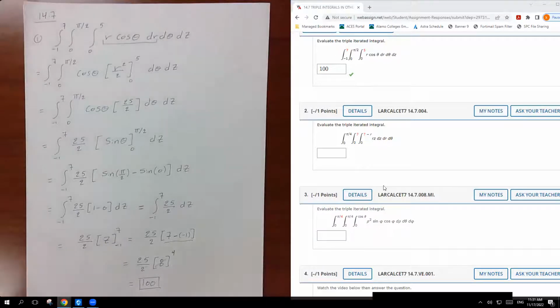Let's go to the second one. Example 2, they're telling you the integral from 0 to pi over 4, from 0 to 7, from 0 to 7 minus r, rz, dz, dr, d theta. So you see it's a triple integral. First of all, it's going to be for the z, then for the r, then for the theta. So let's check how we're going to solve this example.